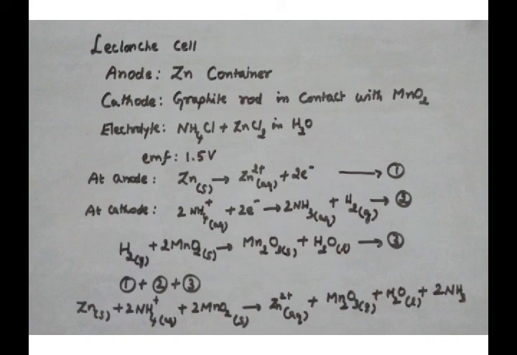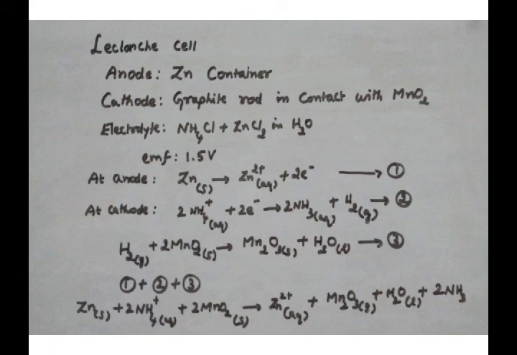Is this clear now? After that, this hydrogen is getting oxidized to water by using this manganese dioxide. See, hydrogen and manganese dioxide together give manganese oxide, and then hydrogen is oxidized to water. After that, here we are taking these three equations. Combining all three equations, these two electrons get cancelled. In the same manner, hydrogen will be cancelled.